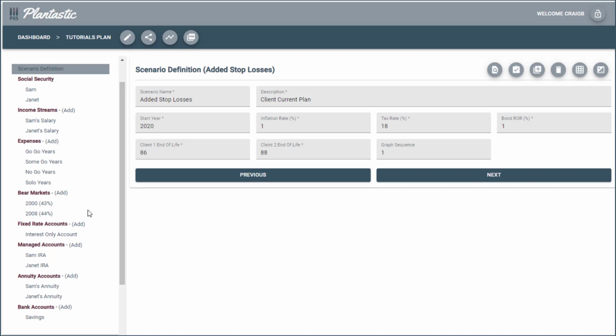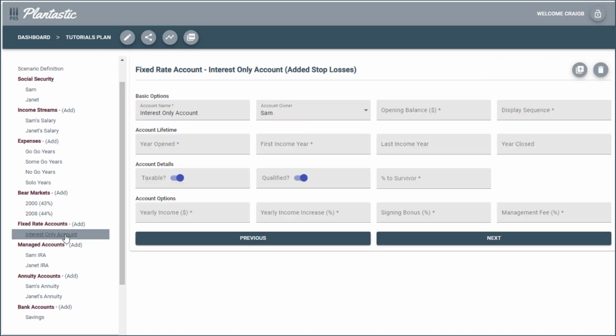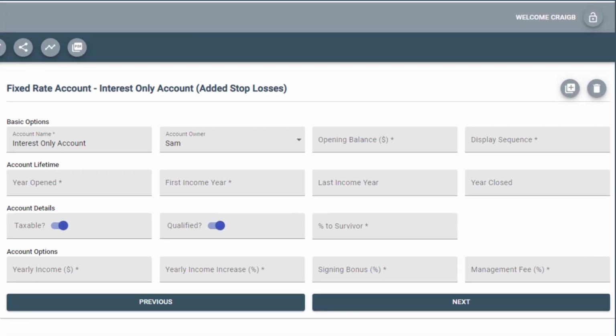In this lesson, we'll look at the remaining account options. These options are specific to the individual account type being used. The signing bonus attribute is used for annuity accounts and fixed rate accounts. This value is entered as the percentage that the account provider will add to the initial balance when the account is first opened.